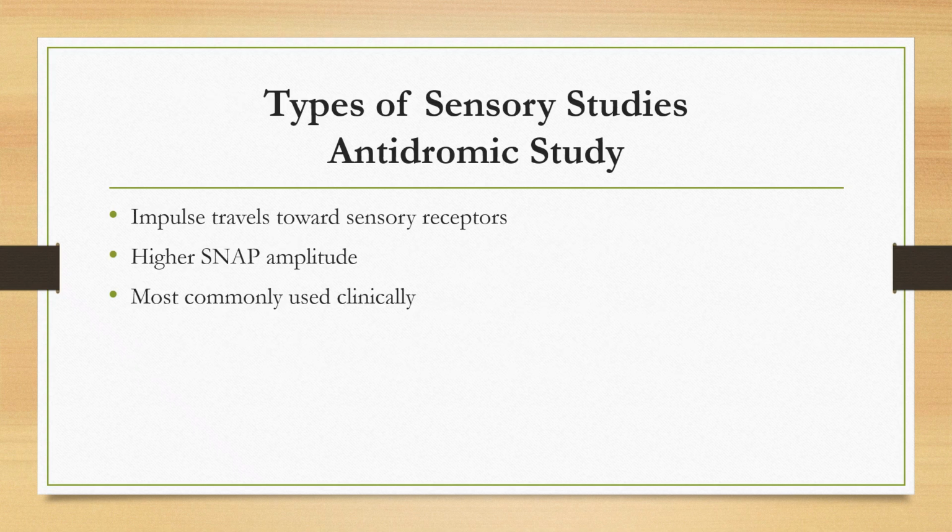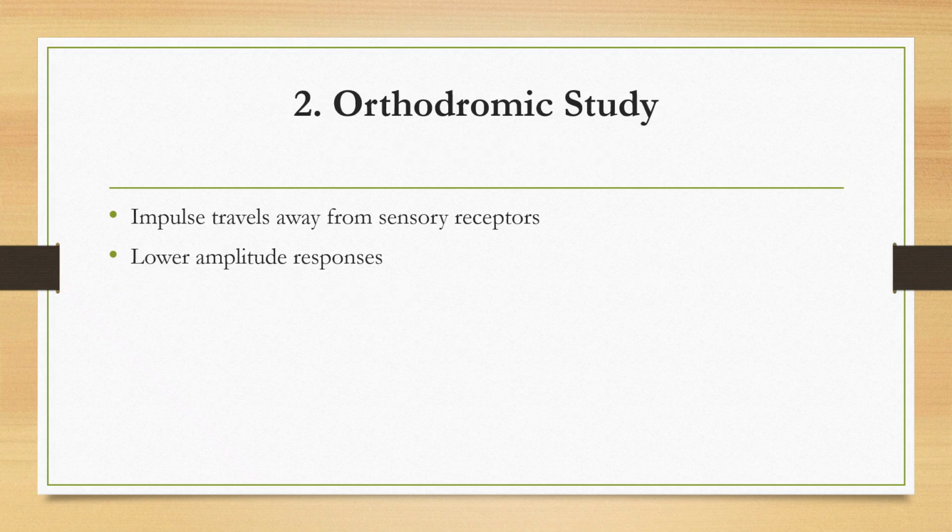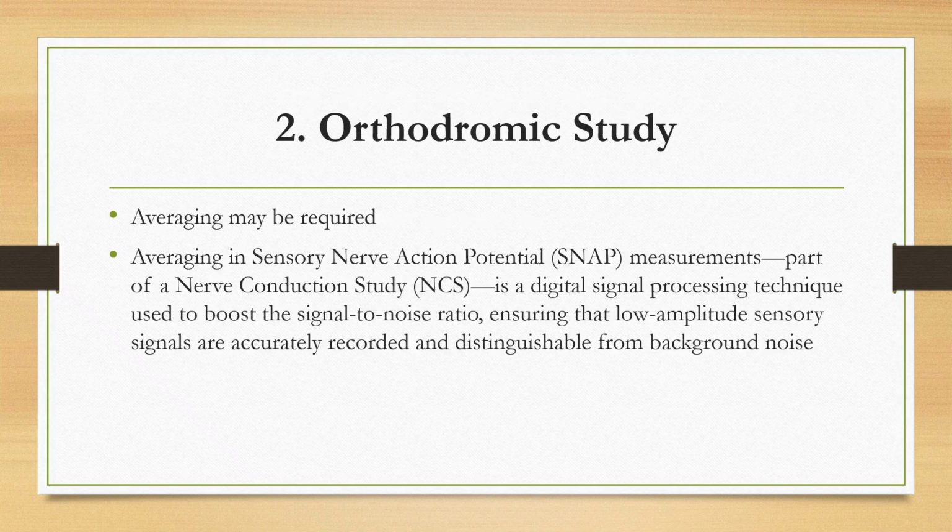Types of sensory studies. 1. Antidromic study. Here, impulse travels towards sensory receptors. There is higher sensory nerve action potential amplitude and it is most commonly used clinically. 2. Orthodromic study. Impulse here travels away from sensory receptors. It has lower amplitude responses. Here, averaging may be required.